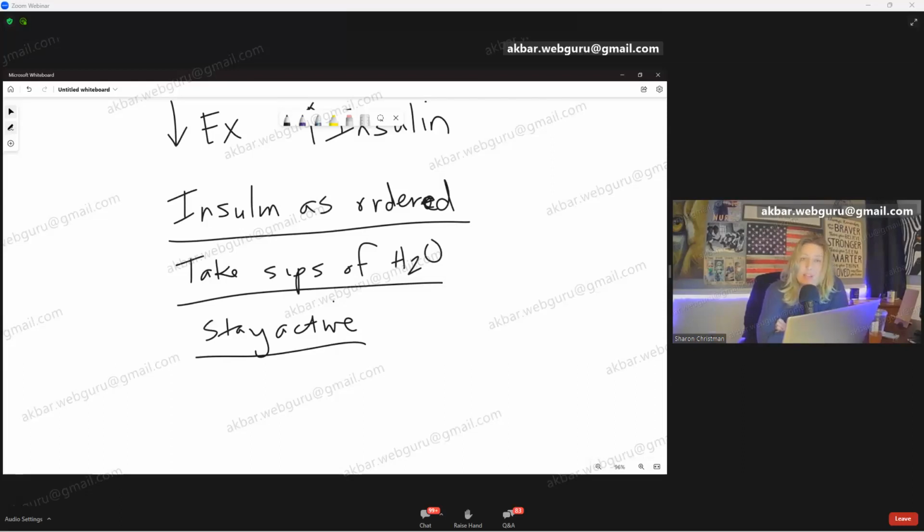Now, it may say take your insulin according to blood sugar. Fine. That's fine too, but you've got to keep taking it. What they cannot do is say, well, I'm not eating much. I've been throwing up a lot. I'm just not going to take my insulin. That is plain wrong.